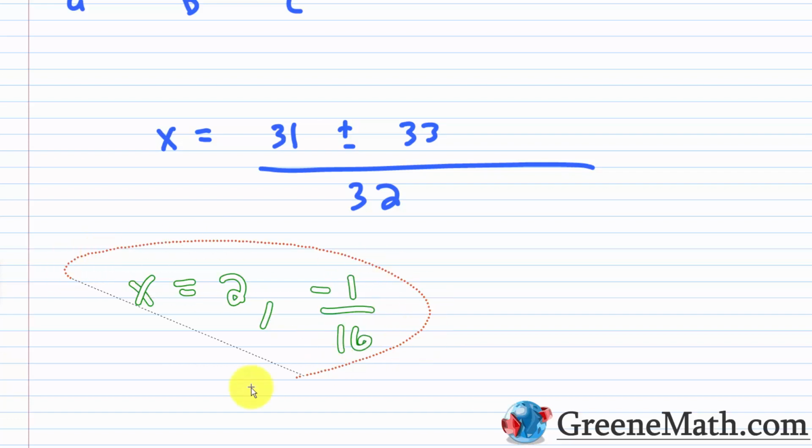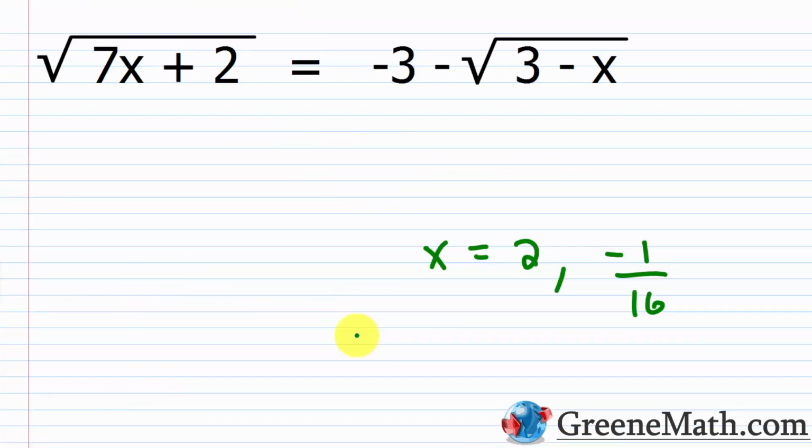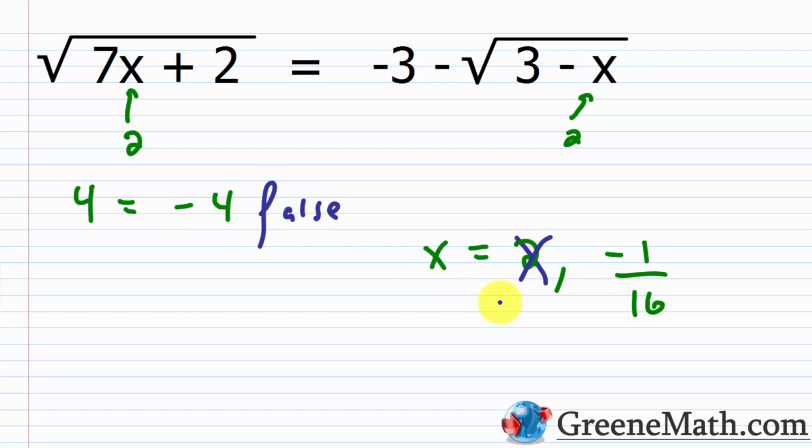So let's go ahead and check these. Let's start out by checking x equals 2. If I plugged in a 2 there and there, what would I get? Well, 7 times 2 is 14. 14 plus 2 is 16. The principal square root of 16 is 4. This equals, over here, we'd have a 2 for x, so 3 minus 2 is 1. Square root of 1 is 1. So you'd have negative 3 minus 1, which is negative 4. That does not work out. 4 does not equal negative 4. This is false. So go ahead and mark this one off. Okay, that's not a solution.